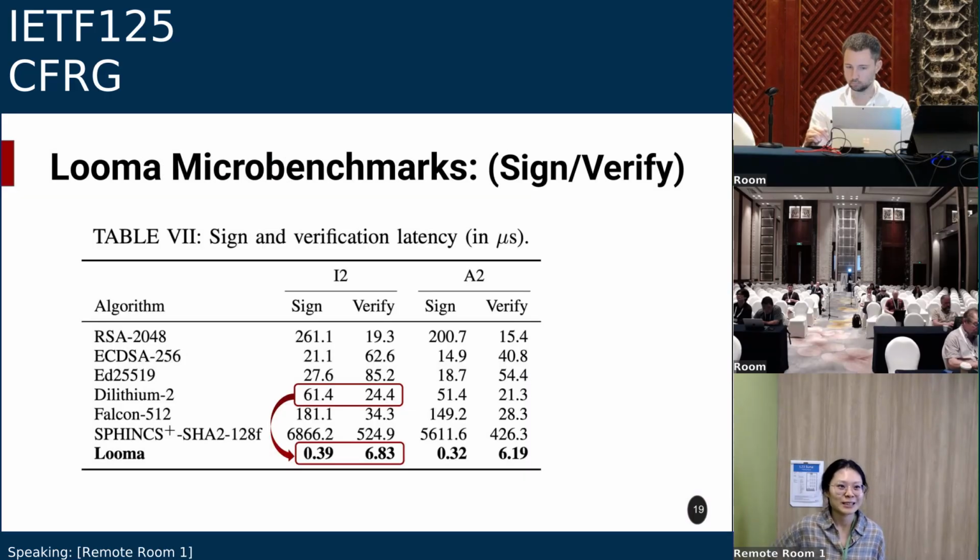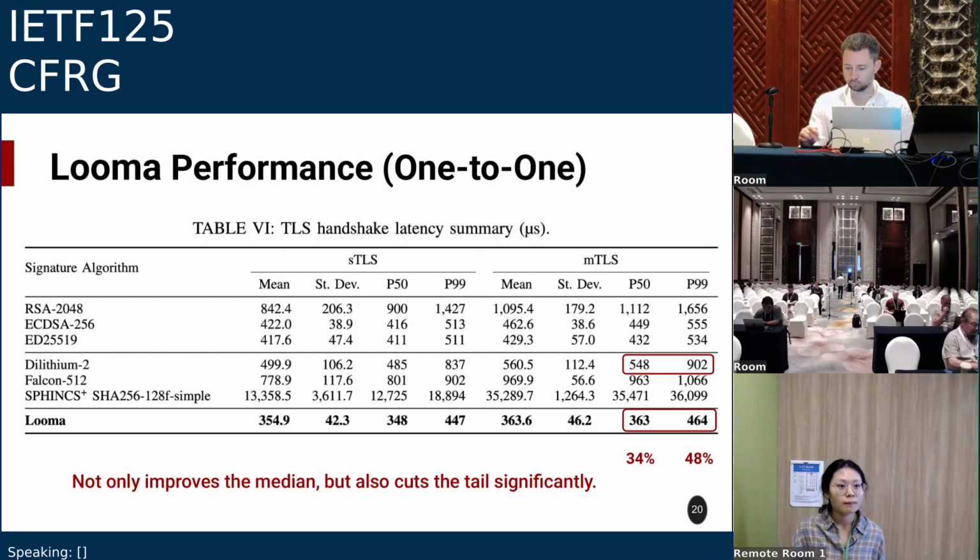Now let's take a look at performance. We isolate the verify and signing operations of the different signature algorithms. Compared to Dilithium 2, we can see LUMA achieves quite fast online signing, less than 1 microsecond, and for online verification, we can do it within 7 microseconds. And this table shows the end-to-end TLS handshake latency.